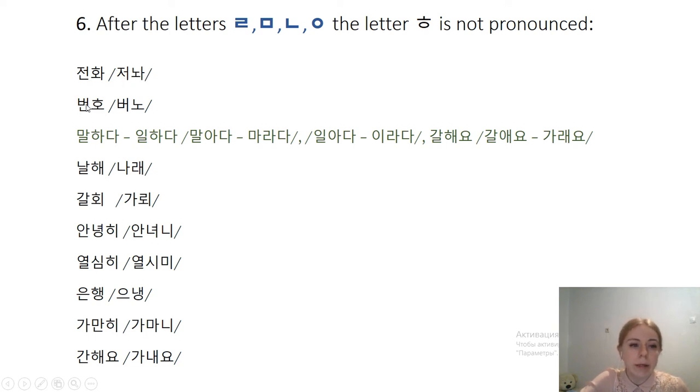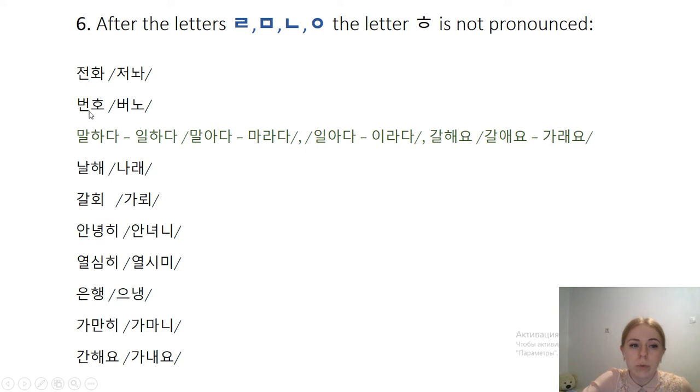The same is here in the word 번호. You don't read h because there is n here in Pachim, and after the letters l, m, n, n, the letter h is not pronounced. And here is such a situation. So it's n, and after that it's h sound. So we don't read h. We write it down, but we don't read it. So it's 번호.